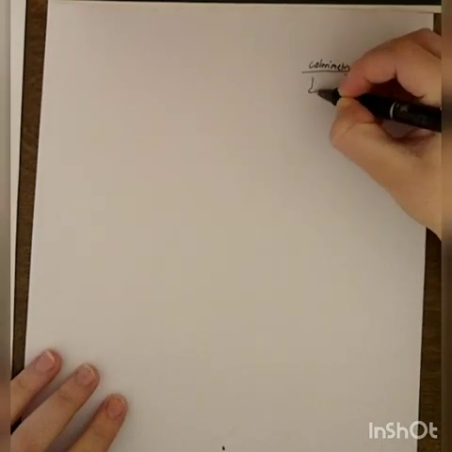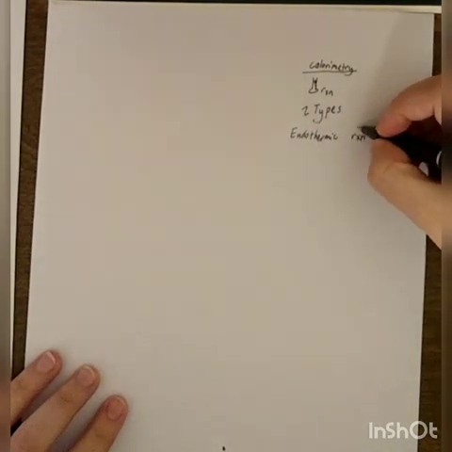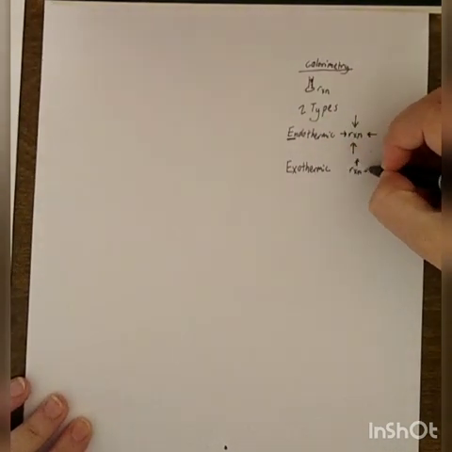Calorimetry. It measures the heat of a reaction. There are two types: endothermic, in which heat is gained by the reaction, think "enter", and exothermic, in which heat is lost by the reaction, think "exit".